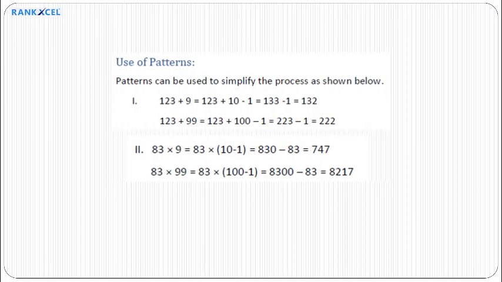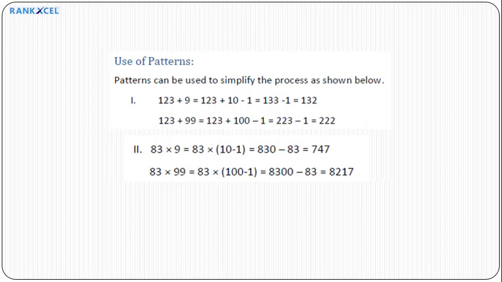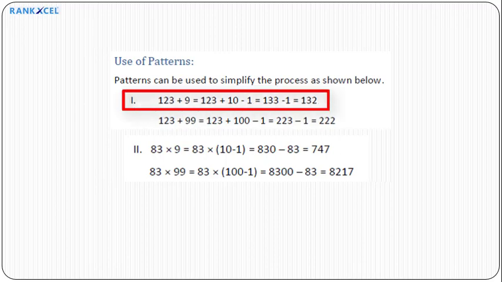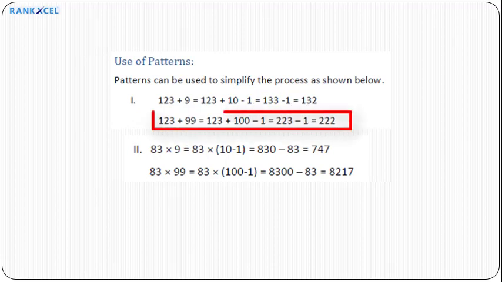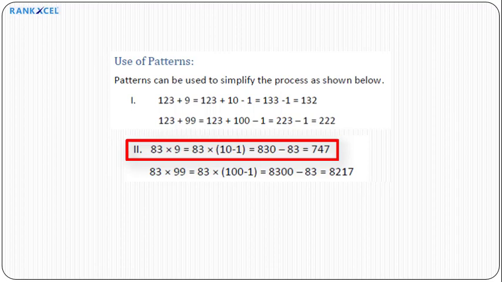Use of patterns. Patterns can be used to simplify the process, as shown below. 123 plus 9 equals 123 plus 10 minus 1 equals 133 minus 1 equals 132. 123 plus 99 equals 123 plus 100 minus 1 equals 223 minus 1 equals 222. 83 times 9 equals 83 times 10 minus 83 equals 830 minus 83 equals 747.